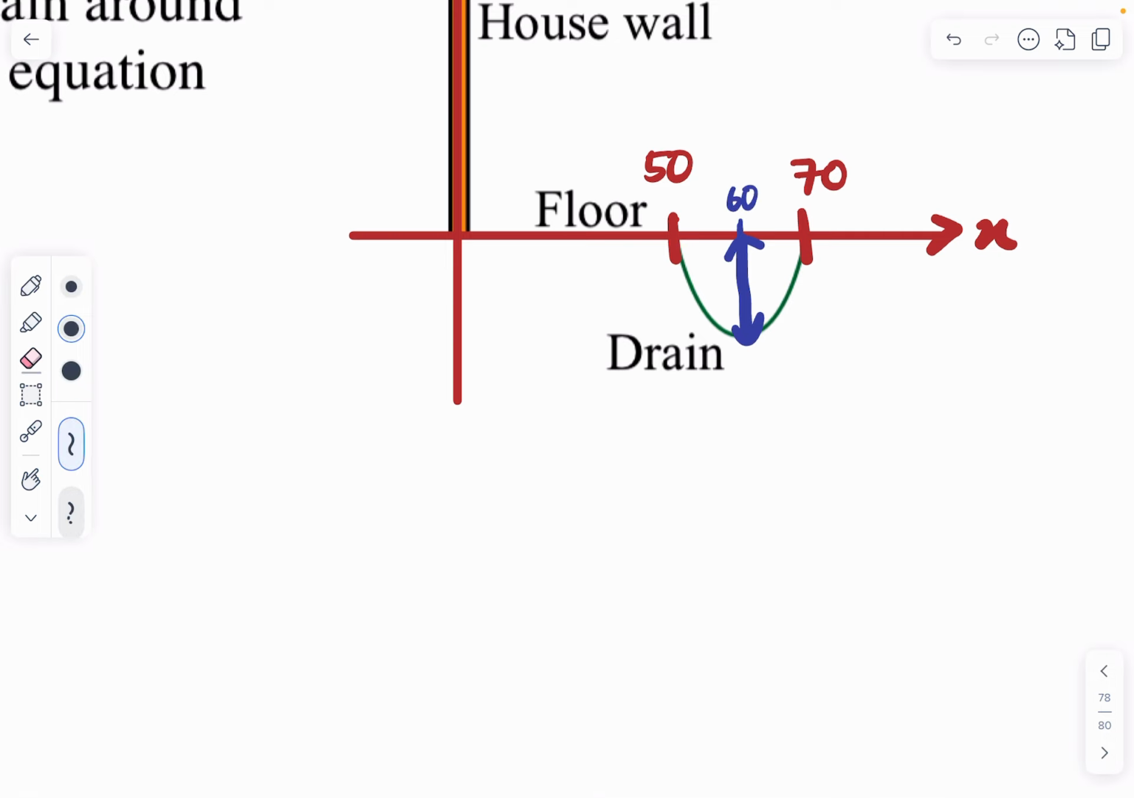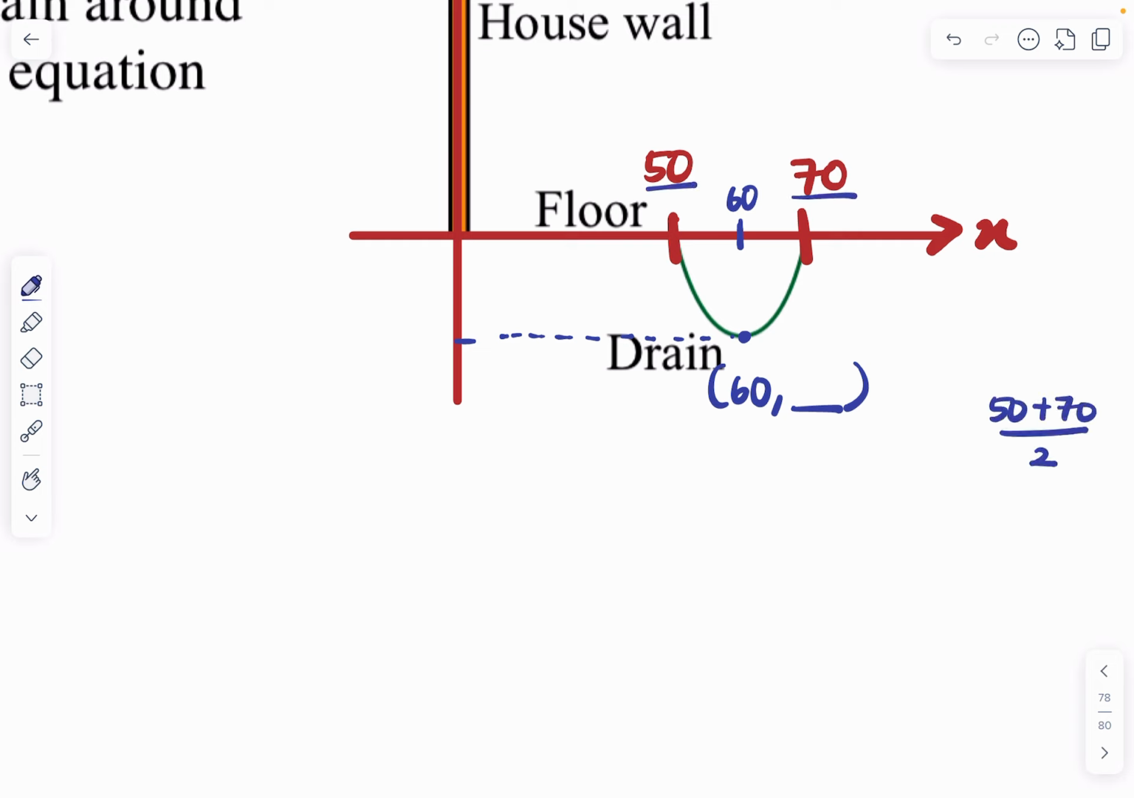So the minimum point here, the x value would be 60. Then we need to find the y value. The y value will then give us our minimum depth lah. Right. Okay, before that, if you don't know how I got 60 here, you can also use calculation method. You want to find the number between these two numbers, you just plus both numbers, you divide it by 2. So 50 plus 70 is 120, 120 over 2 is 60.